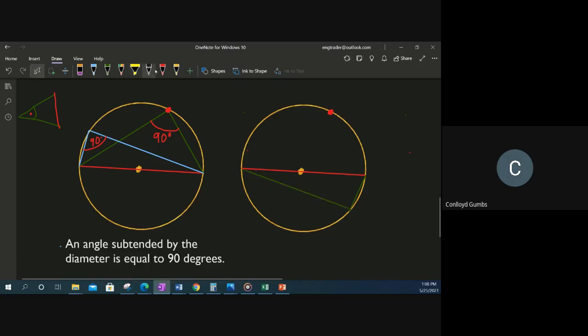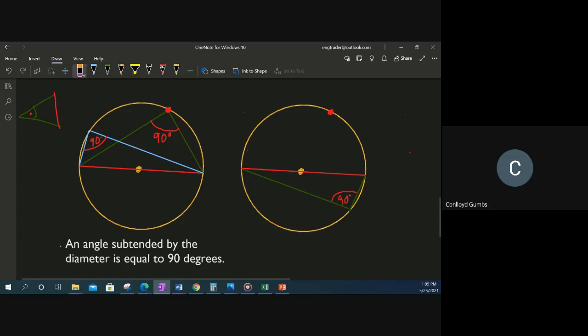All right, so that here is 90 degrees. 90 degrees. So if I connect this as well, this also is 90 degrees. I connect here to here, this here is also 90 degrees. So it doesn't matter how many times I connect it. Once it's sitting on that diameter and touching over here, we know that it's equal to 90 degrees.